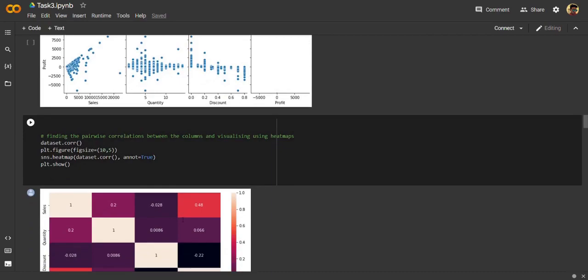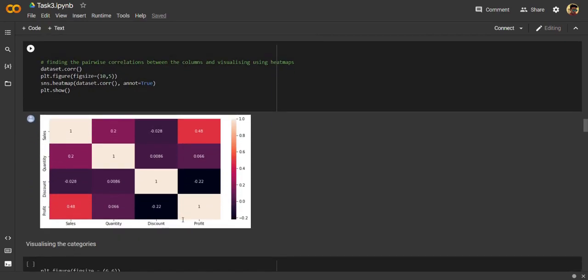Second, I've used a pairwise correlation using a heat map. As you can see, I will explain in simple terms that, for example, if someone is giving more discount, then profit will be less. So they both are negatively correlated. Here we can see minus 0.22, which says that they are negatively correlated, and hence we can't say that the more the discount, the more the profit. So they both run in opposite directions. But on the contrary, we can say that the more the sales, the more the profit. So yes, they are positively correlated by 0.48, and that's how the heat map has been displayed.